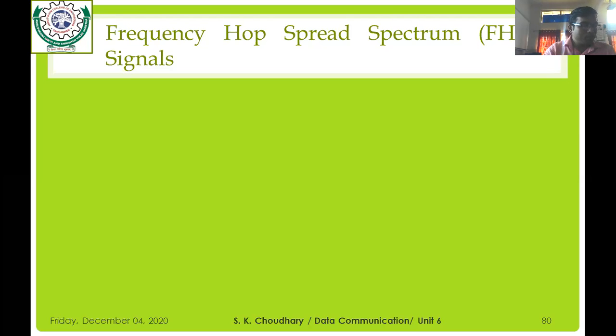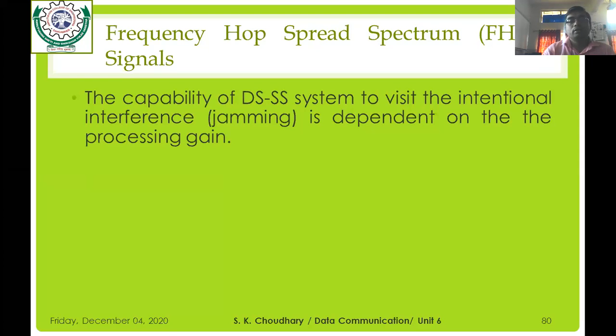The capability of a DSSS system to resist intentional interference, that is called jamming, depends on the processing gain. Generally, we have heard about the jamming of signals. Sometimes you see it when the counting of votes after an election takes place. In the office where we have to count the votes, we have to use the jamming of the signal.